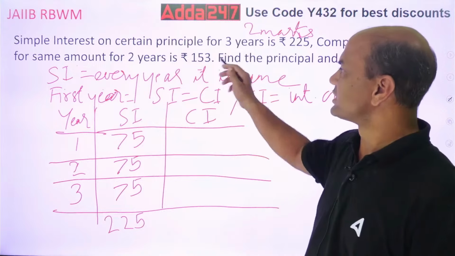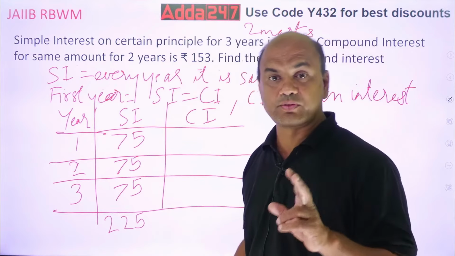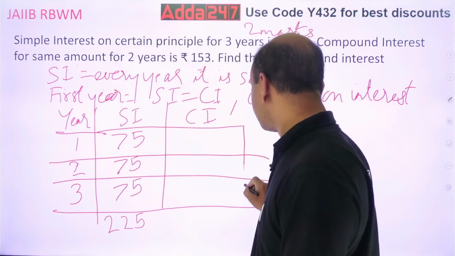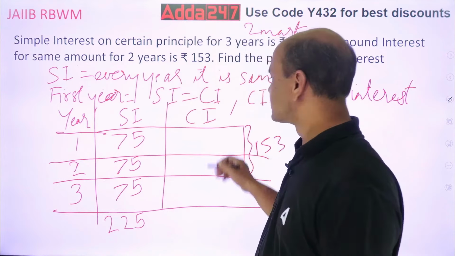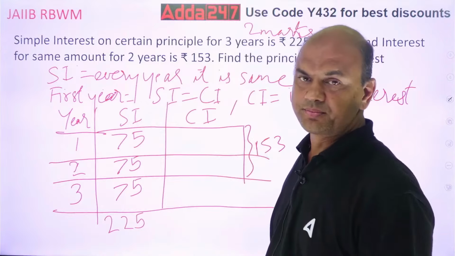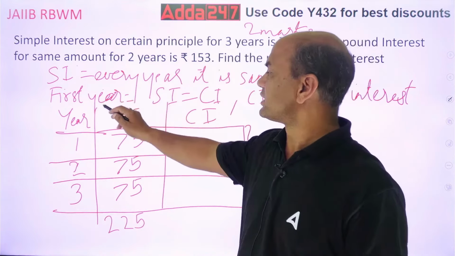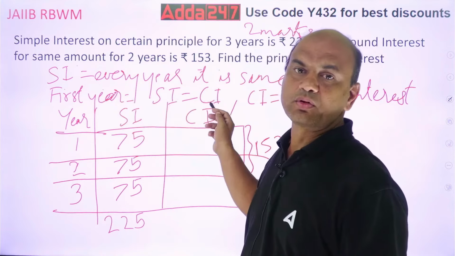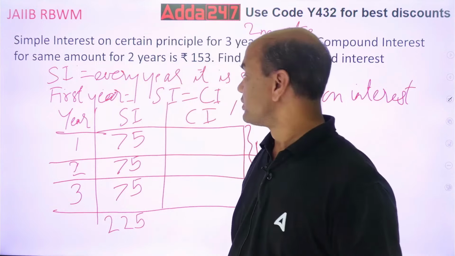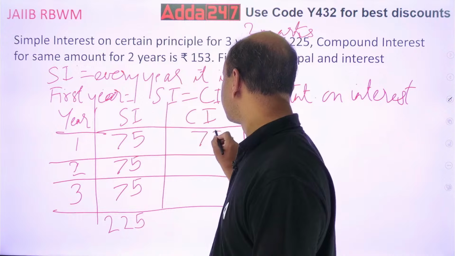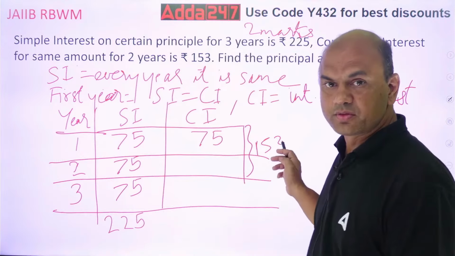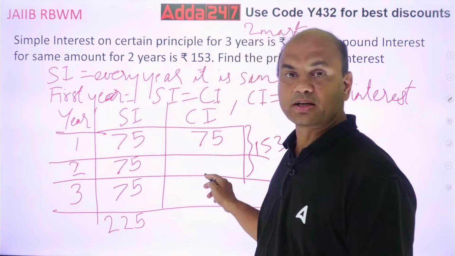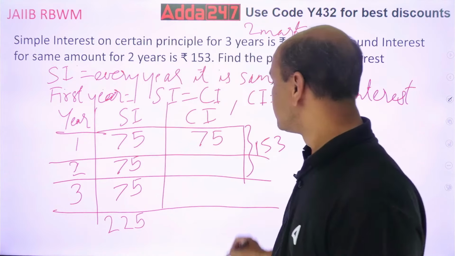Now compound interest. What is given? Compound interest for 2 years is 153. So the total of this is 153. But what did I say? For the first year, simple interest will be equal to compound interest. So simple interest and compound interest are always same for the first year. So this will be 75. What is my total though? 153. If the total is 153 and the first year is 75, what will be the second year then? 78.